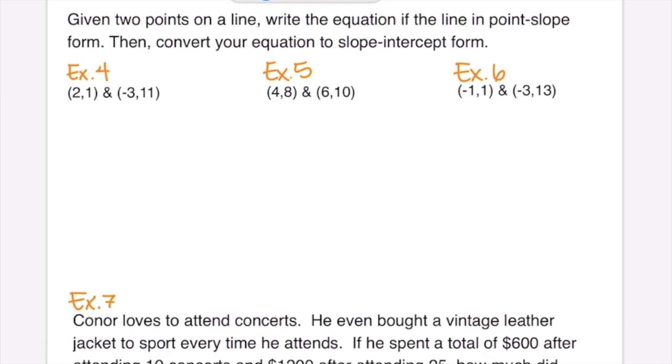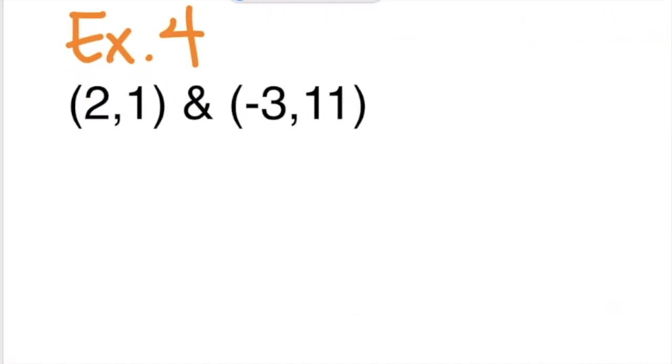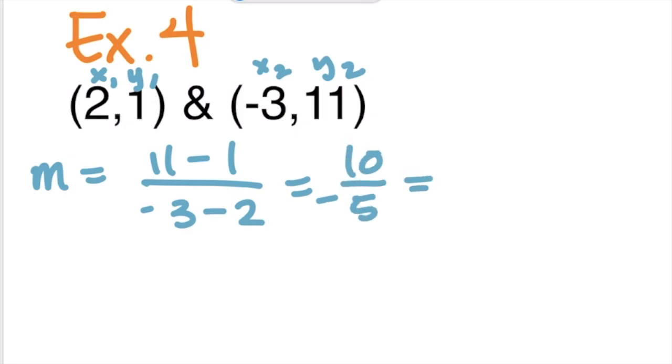Now, what if I gave you only 2 points on the line and I want you to write the equation in point slope form and then convert it to slope intercept form? So these will take a little bit of practice, but they're similar to what we did in the last video. So let's first look. This is our x1, y1, and here's our x2, y2. If we want to find slope, we need to identify an x1, y1, and x2, y2. So our slope is equal to y2, which is 11, minus y1, which is 1, over x2, which is negative 3, minus x1, which is 2. So from here we get 11 minus 1 is 10, and negative 3 minus 2 is negative 5, and that simplifies further down into a negative 2.